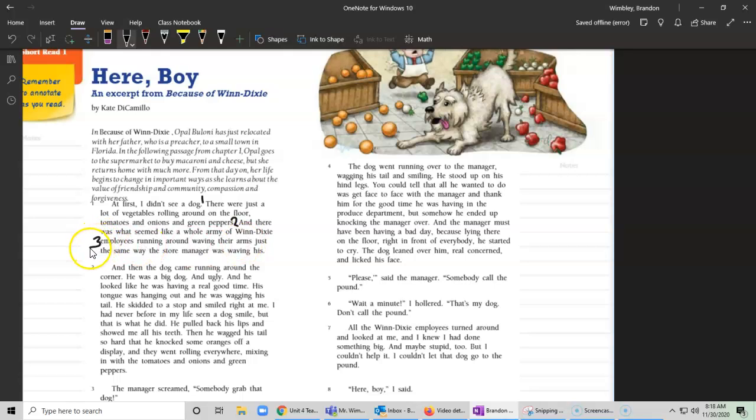So just in that first paragraph, I have these three kind of important events that are going on. Now, what does this tell me? Well, it tells me that I can now put together a summary. I can use those key events to write a short summary of what's gone on so far. So this is what I have. A girl named Opal goes to the supermarket and discovers a mess being made and employees running around upset.